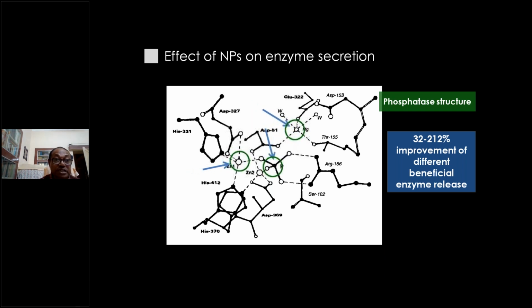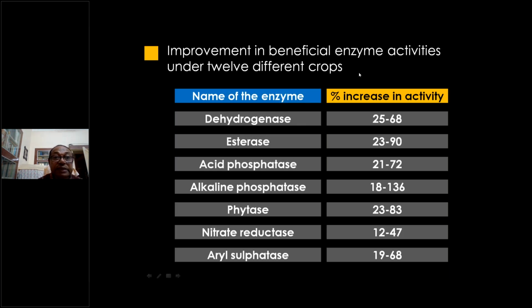So this is the other beauty of this biosynthetic nanoparticle: with applying one element, for example here, if you apply the magnesium nanoparticle, you may get the effect of phosphorus as well as zinc. If you look here, we are getting 32 to 212% improvement of different beneficial enzyme activity. And I have documented here 12 different crops. You can see it here.